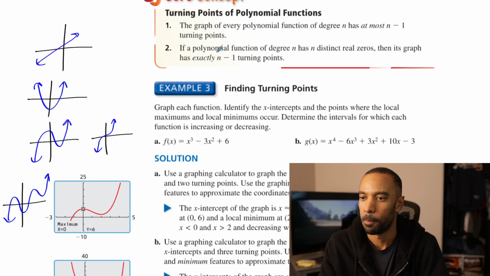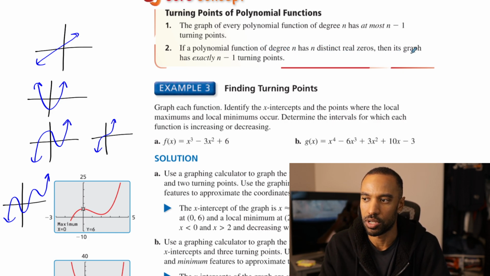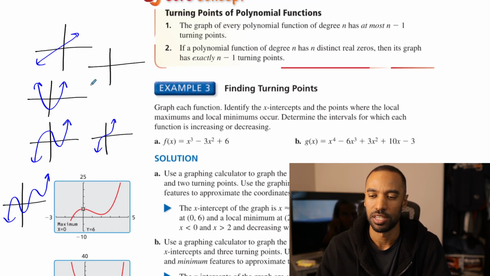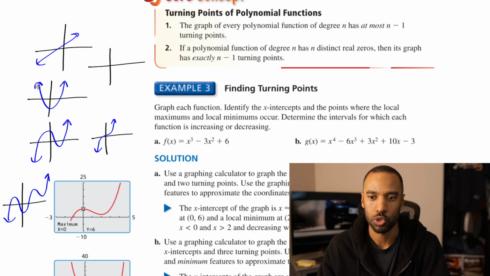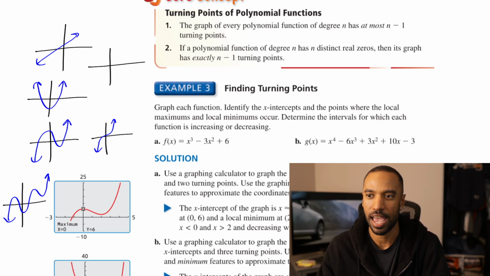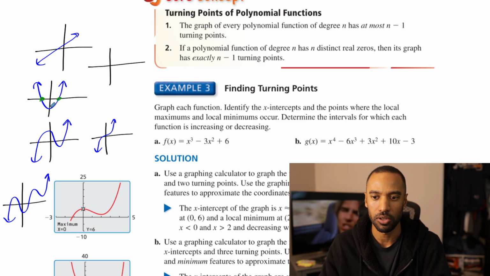Now, that's true. If a polynomial of degree n has n distinct real zeros, then its graph does have exactly n minus 1 turning points. So in order to hit the x-axis the number of times the degree of the polynomial has, such as this quadratic, let me just use this one. This quadratic is degree 2, and it hits the x-axis twice. If it hits the x-axis twice, then it will hit its turning point.